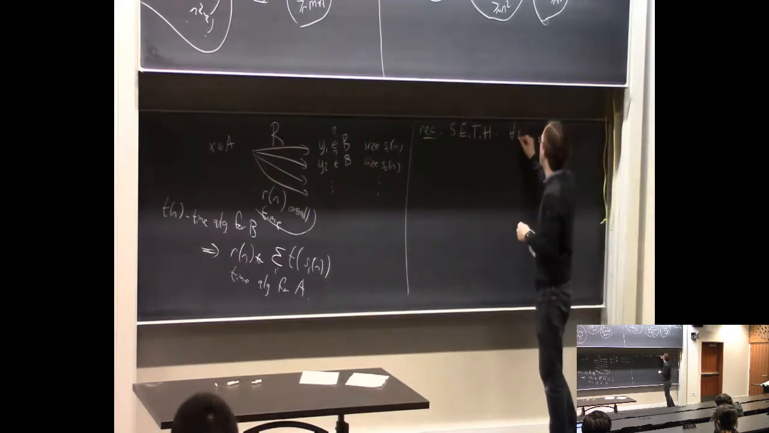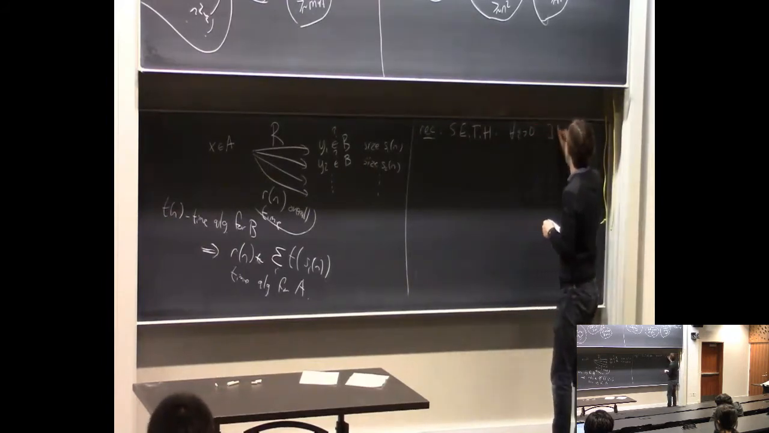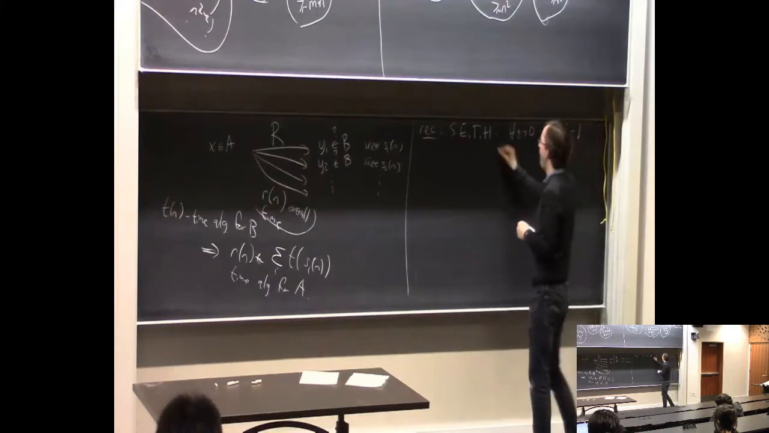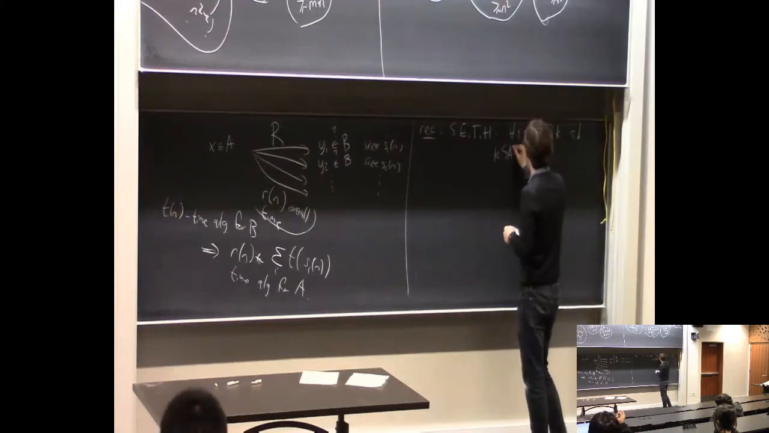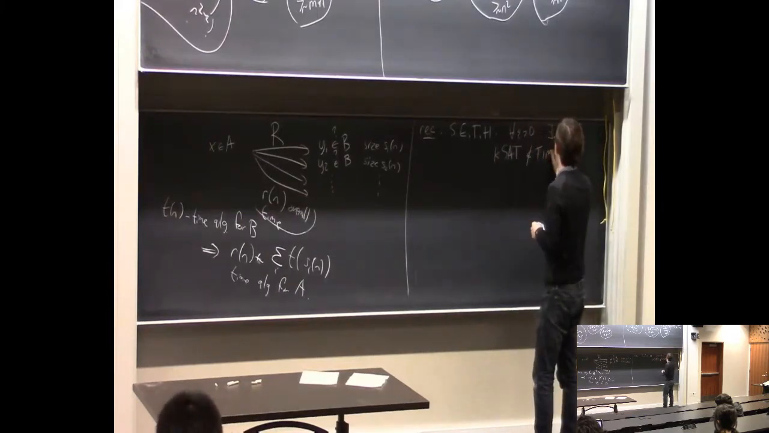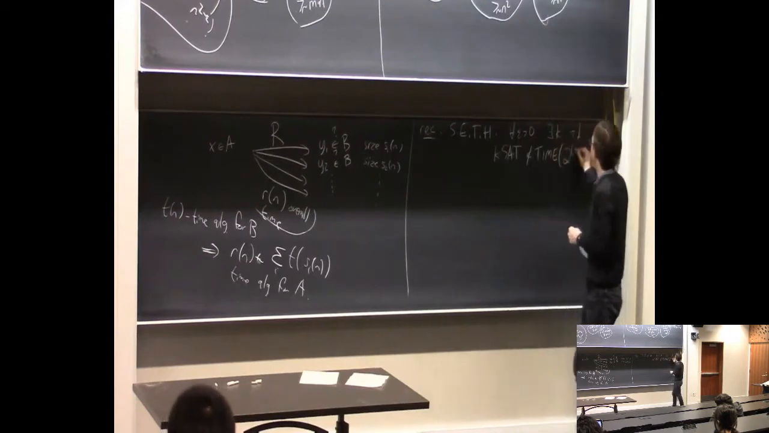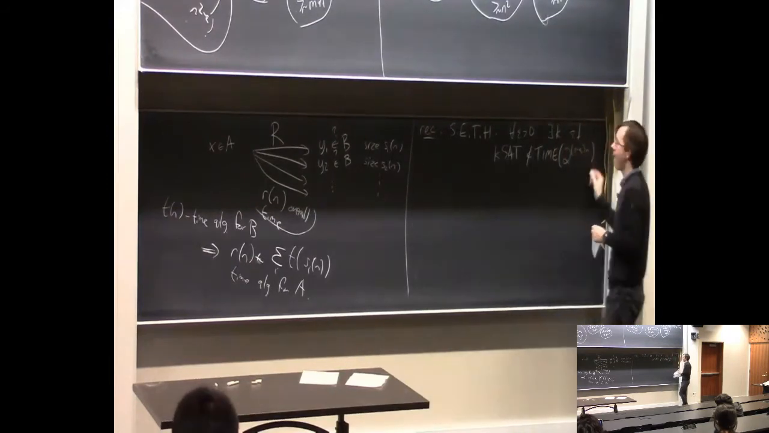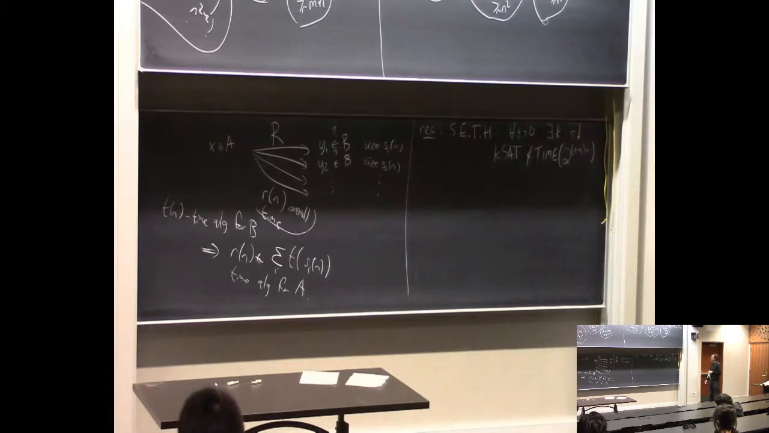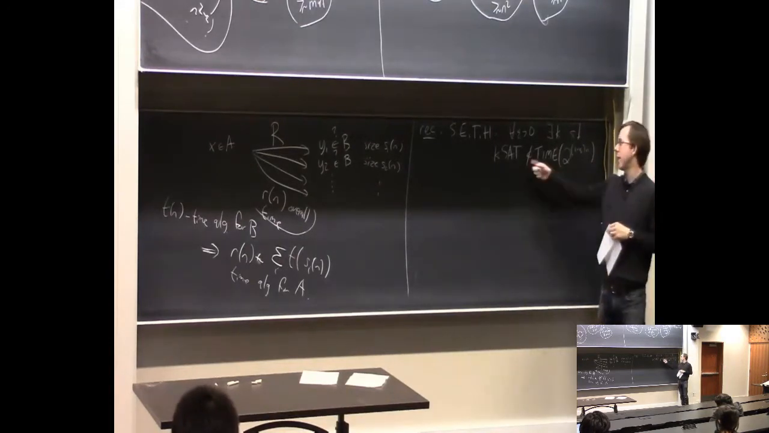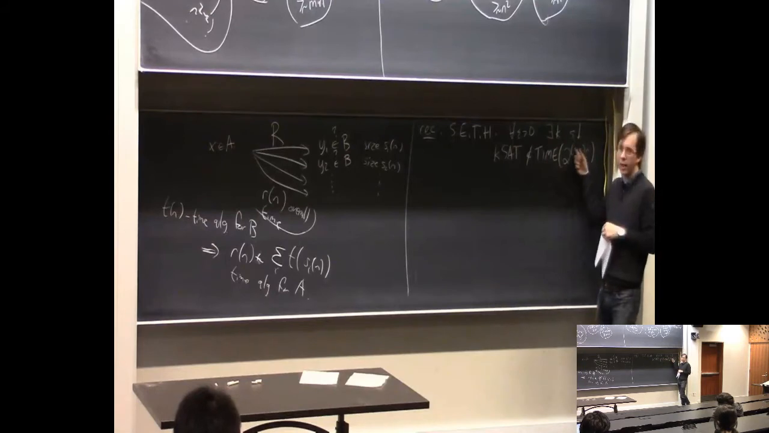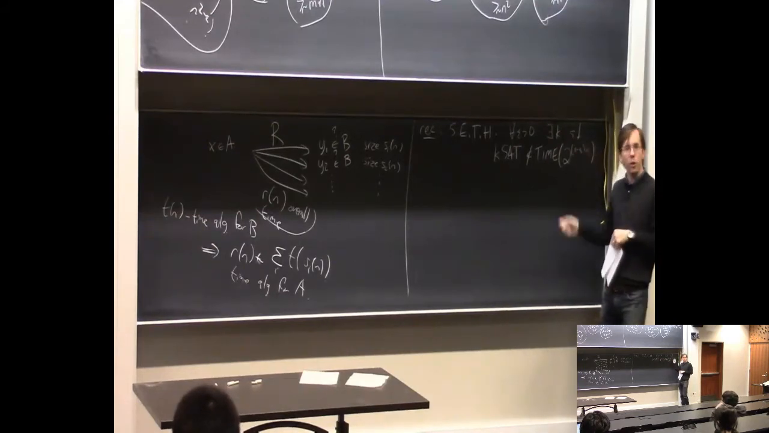For all epsilon greater than 0, there exists a k such that k-SAT is not in time 2 to the 1 minus epsilon times n. In other words, there's some big enough k such that k-SAT is not in time 2 to the 0.9999 times n. And if you want more 9s, you can get them as long as you're willing to make k bigger.